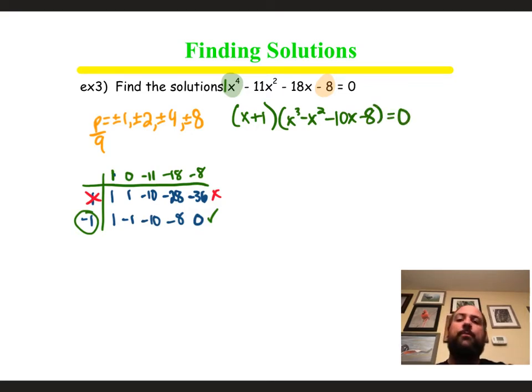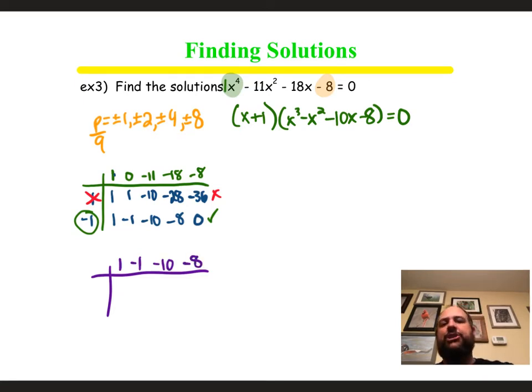And now my hope would be that I can factor this. Sadly, I cannot factor this. So I have to go through synthetic division again a second time. But now I'm dividing this polynomial, the x cubed minus x squared minus 10x minus 8. So that means here I'm going to have 1, negative 1, negative 10, and negative 8.